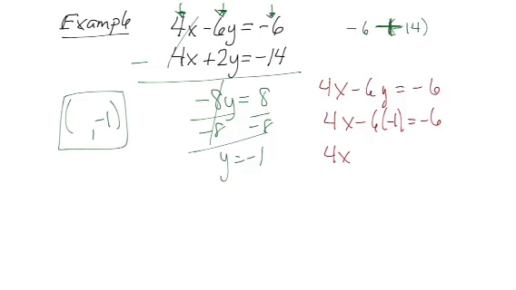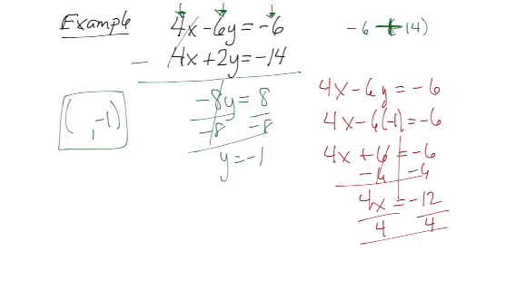Multiply out your parentheses first. Negative 6 times negative 1 makes positive 6. And now minus 6 on both sides. 4x equals negative 12. And then divide both sides by 4, and I got x equals negative 3.